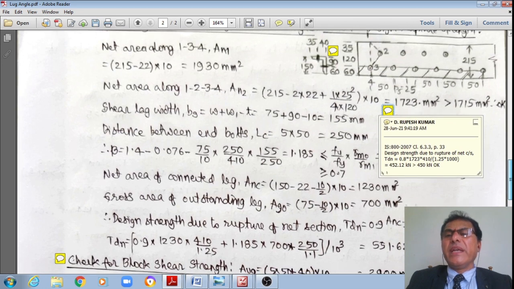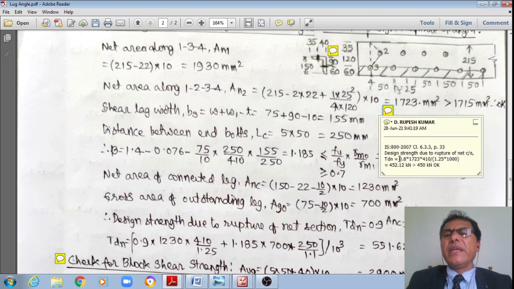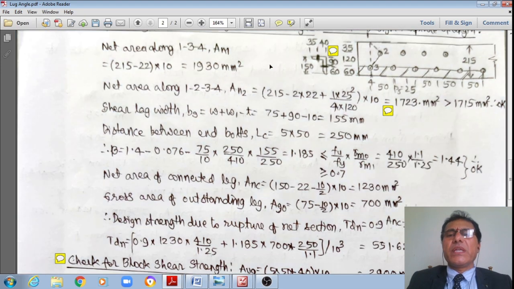It now works out as TDN, as per this clause 6.3.3. Let me show that clause. As per this clause, TDN is equal to 0.8 AN FU divided by gamma M1. Substituting, TDN is equal to 0.8 times the net area. Out of 1930 and 1723, 1723 is the least, therefore that multiplied by 410 divided by 1.25 divided by 10 to the power 3. It works out to 452.12 kilonewton, which is just greater than 450 kilonewton. Therefore it is okay. As per the code, no further check is required.